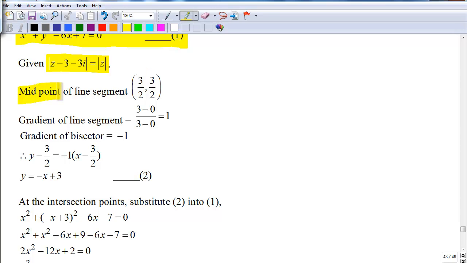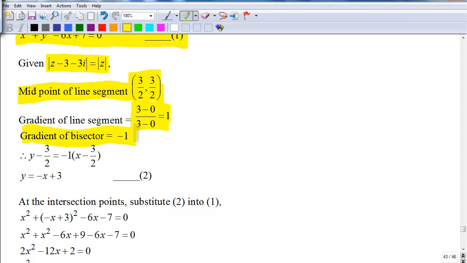The midpoint of the segment, or perpendicular bisector, is 3 plus 0 over 2, 3 plus 0 over 2. So you get 3 over 2, 3 over 2. Then you look for the gradient of the line joining 0, 0 and 3, 3, and you get 1. So the gradient of the perpendicular bisector will then be minus 1.